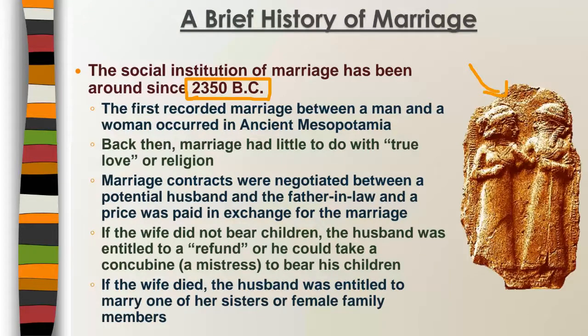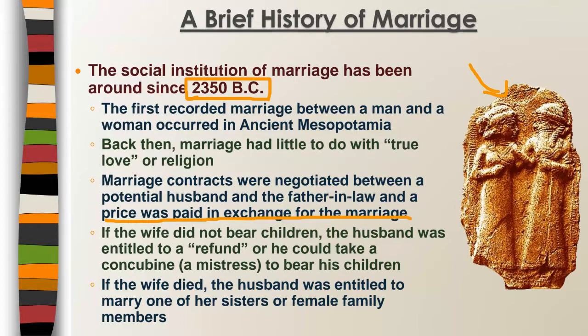So contracts of marriage back then were negotiated between the potential husband and the father-in-law, and a price was paid in exchange for the marriage. There were certain rules that started to develop.